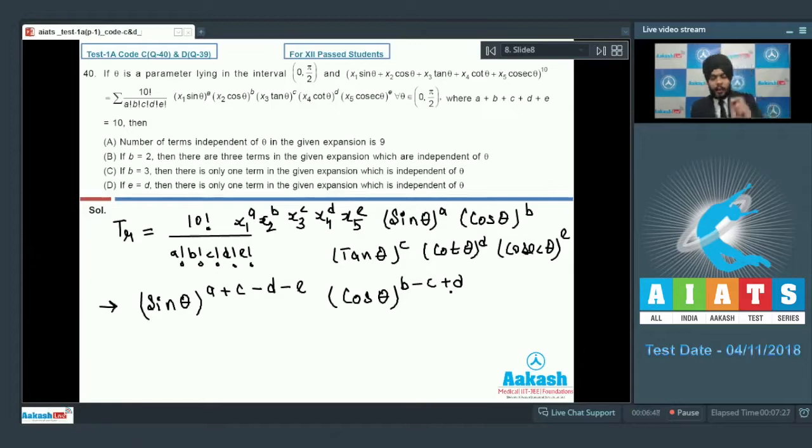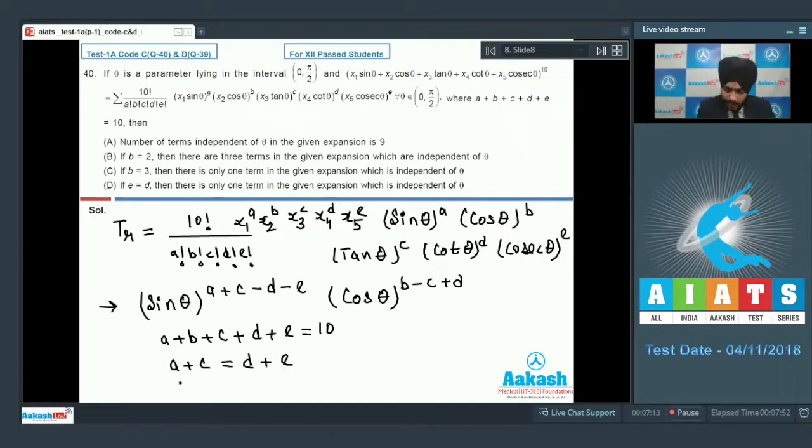Okay. Now we have three relations governing the values of a, b, c, d, e. The first relation is a plus b plus c plus d plus e equal to 10. That is given in the problem. Second relation, power of sin theta should be 0 because I need the term independent of theta. So a plus c is equal to d plus e. Further, power of cos theta is 0 because I need term independent of theta. b plus d is equal to c. Solving these three equations, I will get the value of c, d and e in terms of a and b.